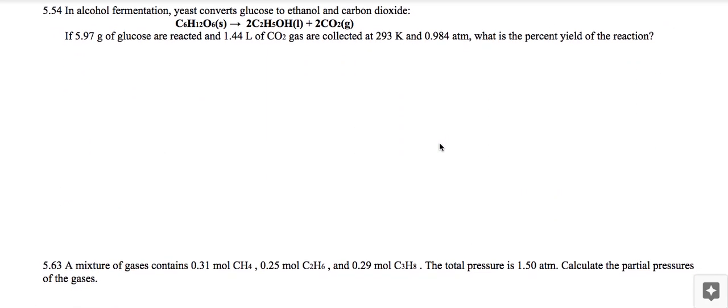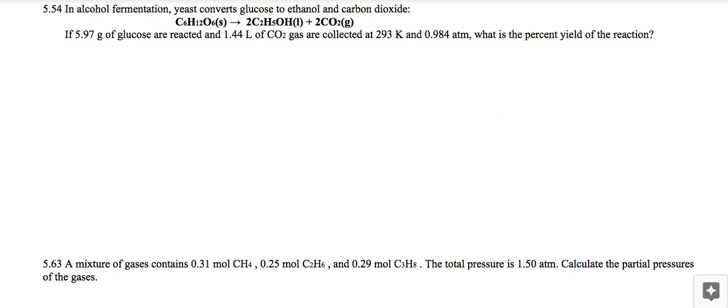Glucose and ethanol. Ethanol is used in lots of different places. It is the alcohol that individuals over the age of 21 can consume. It's also the same kind of alcohol that is in gasoline, where it says 10% ethanol. This is going to be very similar to the last one with one added little component, and that is the percent yield.